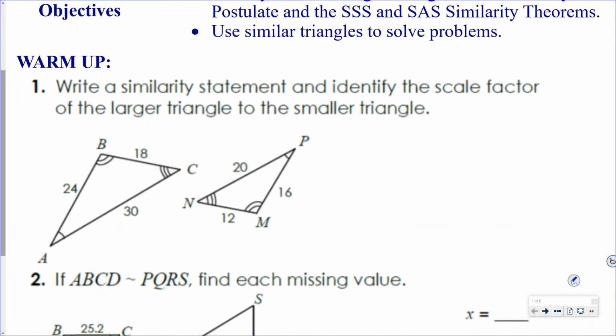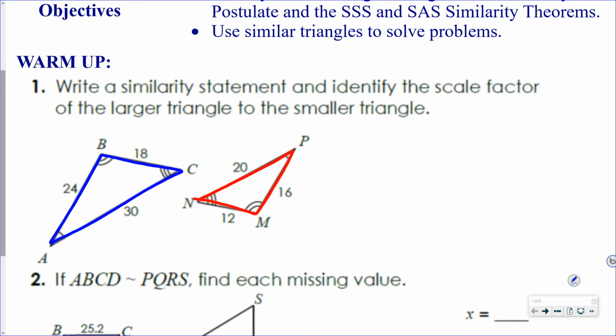Write a similarity statement and identify the scale factor of the larger triangle to the smaller triangle. All right, let me color coordinate these. So I'll call this one my blue. Blue's the bigger one. Red. They're showing us which angles are all congruent to each other in each triangle with the markings.